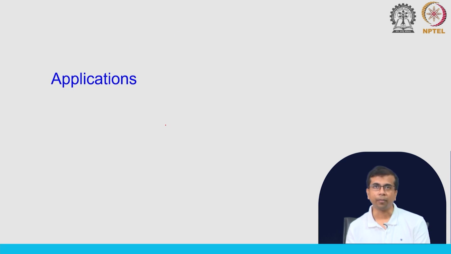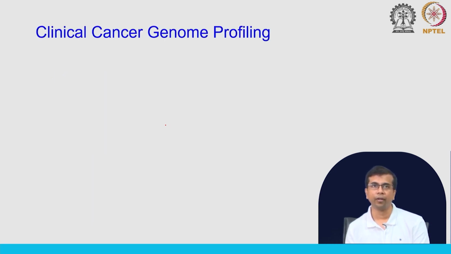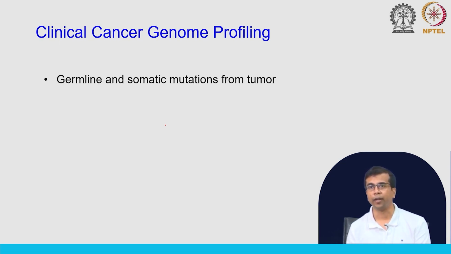So, we will now talk about some of the applications of variant calling before we actually jump into the variant calling pipeline in the subsequent classes. This will give you a better understanding of how variant calling is important. One of the first applications is clinical cancer genome profiling. What do you mean by this cancer genome profiling? As I have discussed, in tumors you have a lot of these mutations accumulated. There is a lot of genetic variants present.